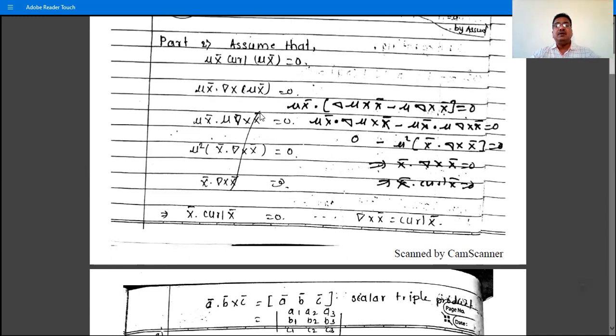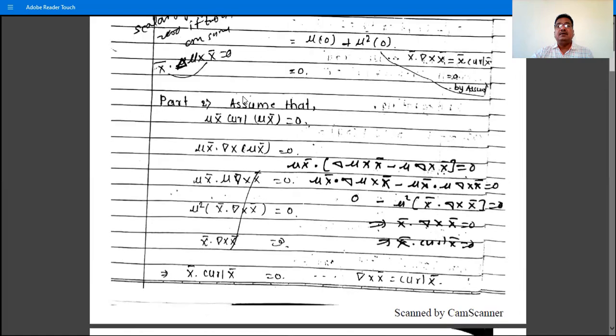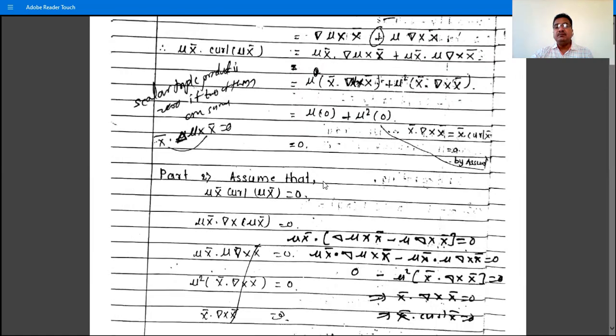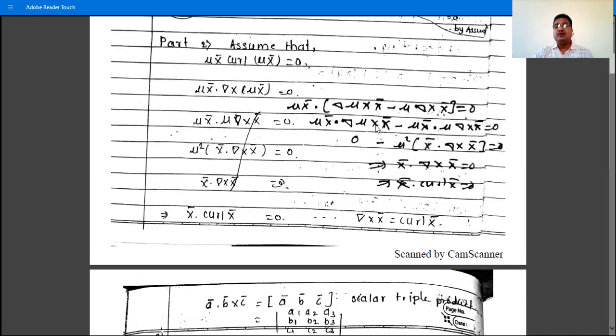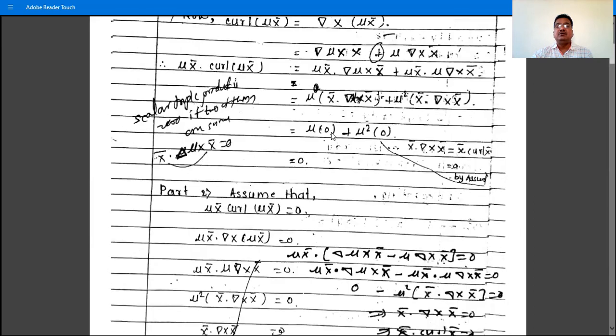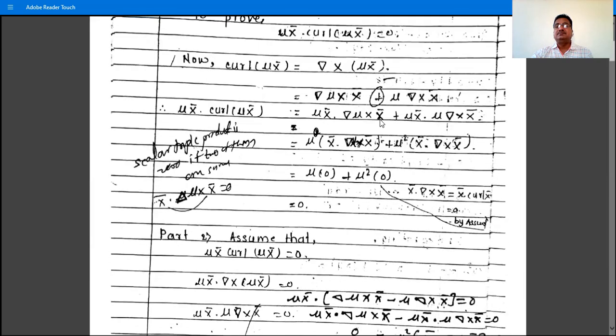Now we write the rule for del cross μ x̄. The rule is del cross (μ x̄) equals (del μ) cross x̄ plus μ (del cross x̄), using this rule for del cross φ ū.